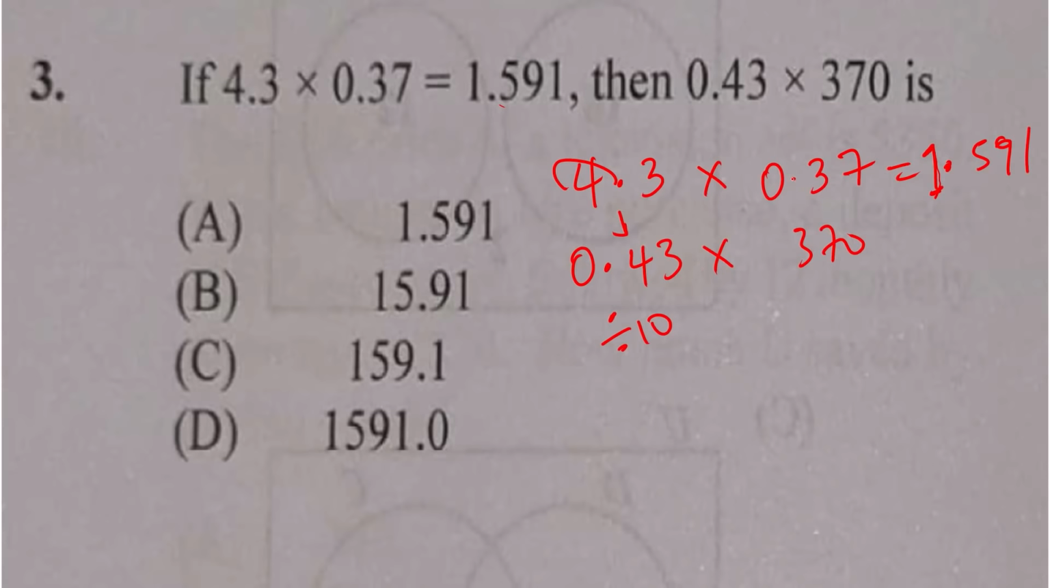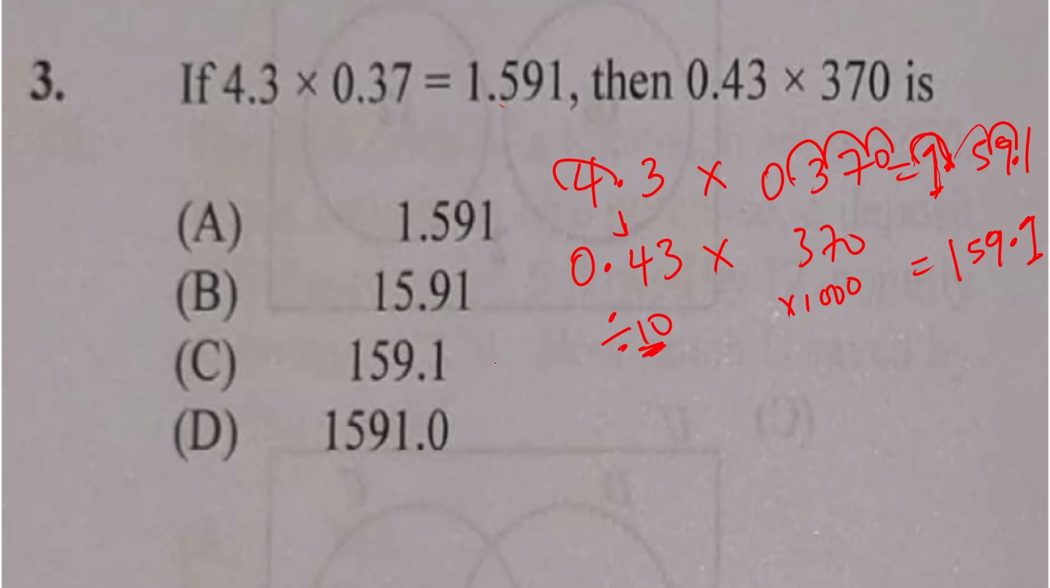And then 0.37 becomes 370. That means we multiply it by 1, 2, 3, so it is multiplied by 1,000. So I'm going to shift it one place to the left. That's our division, so we divide by 10, so shift one. Then it's multiplied by 1,000, so we go 1, 2, 3. So then we have 159.1.